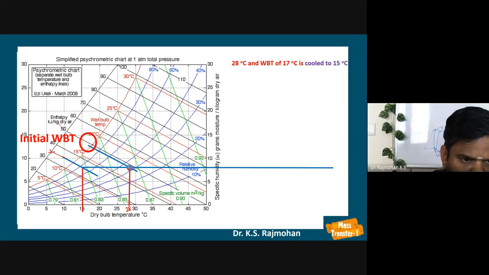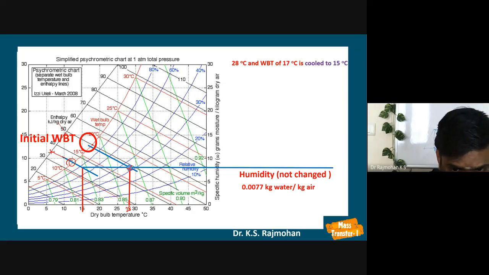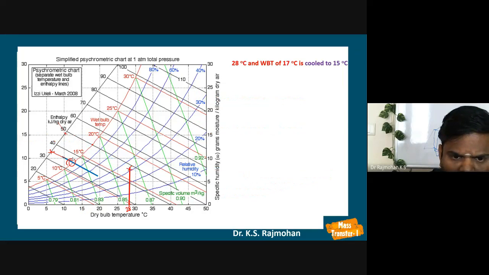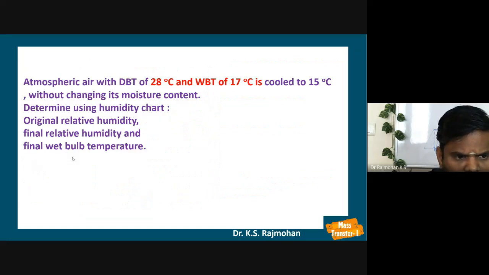Okay, enthalpy is not asked, only the final wet bulb temperature is asked. So that is again between 10 to 15, 12.5 something. Please report the values. Okay, so humidity value, initially relative humidity is 34%, and what are the data asked in this question? Original relative humidity, original means initial.